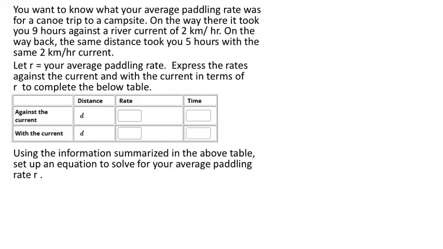Express the rates against the current and with the current in terms of R to complete the table below. Using the information summarized in the above table, set up an equation to solve for your average paddling rate R.